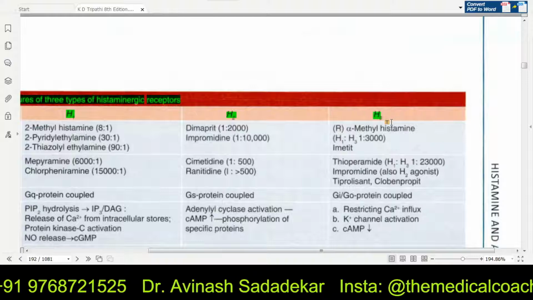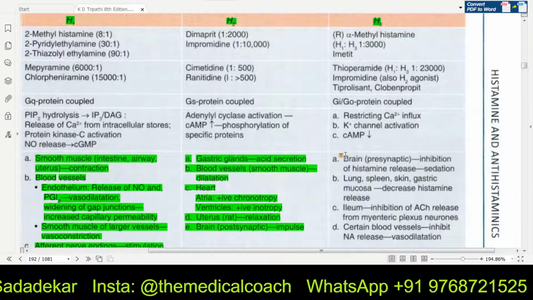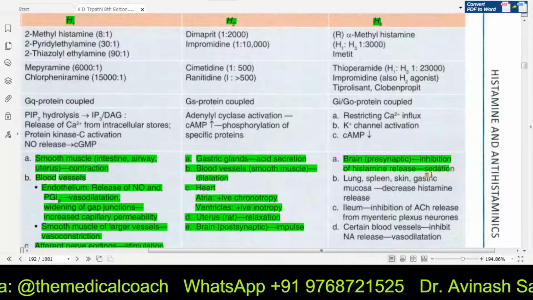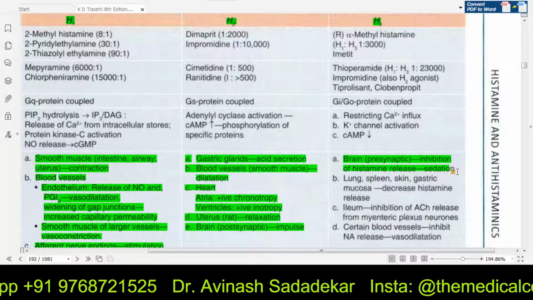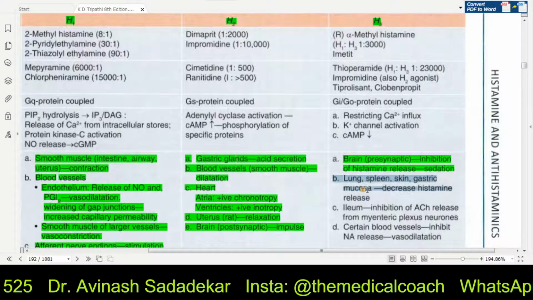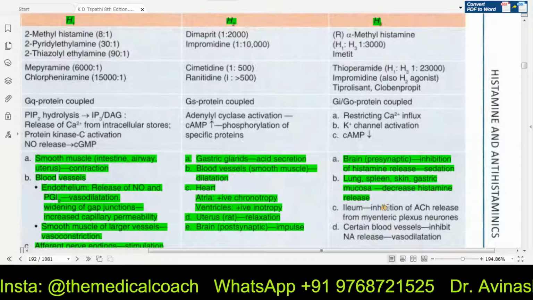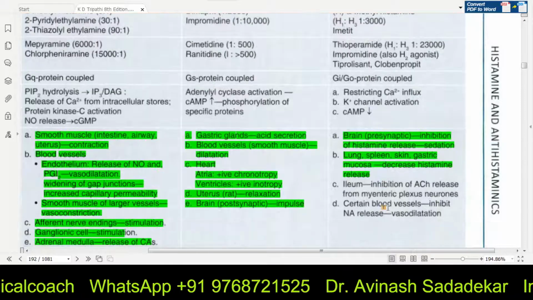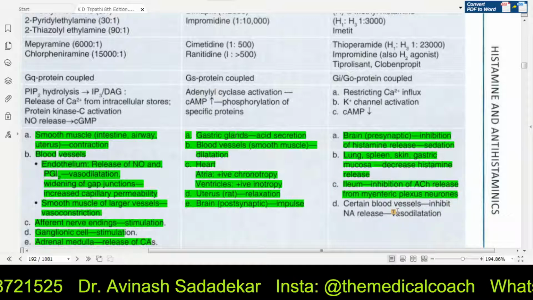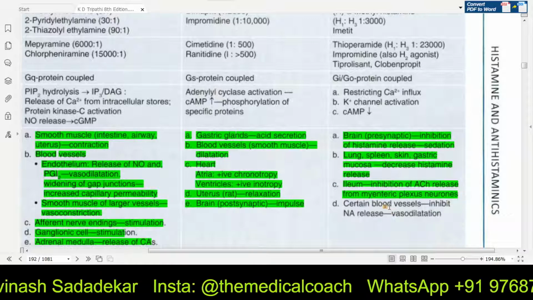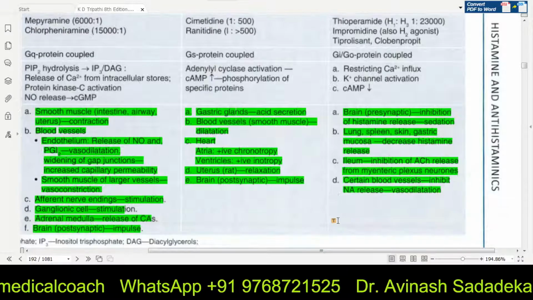The least important receptor, of course, is H3 from our pharmacology perspective. It is present in the brain as a presynaptic controller, so that unnecessary histamine release is not happening. This causes sedation. It's present on the lung, spleen, skin and gastric mucosa. The H3 receptor actually decreases histamine release. So if you block H3 receptors, there will be an increase in histamine release. In the ileum, it inhibits acetylcholine release and decreases peristalsis. So when you give anti-H3, peristalsis will increase, and in certain blood vessels, it can inhibit noradrenaline release and cause vasodilation.